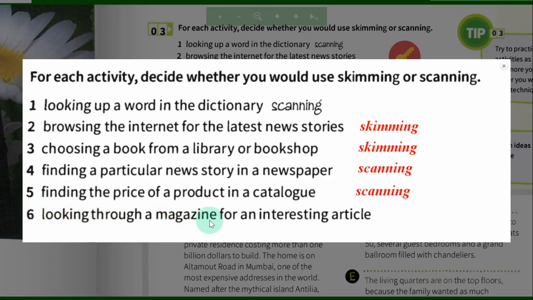So number six, looking through a magazine for an interesting article. Looking through a magazine, you go and read one by one until you find it. So what do you think it is? Of course, it's skimming, because you read a little bit of everything until you find an interesting article. So this one takes a short time, this one a long time. This one is specific: a particular word, a particular date, a particular number. Here it's a general idea. You read the whole paragraph.